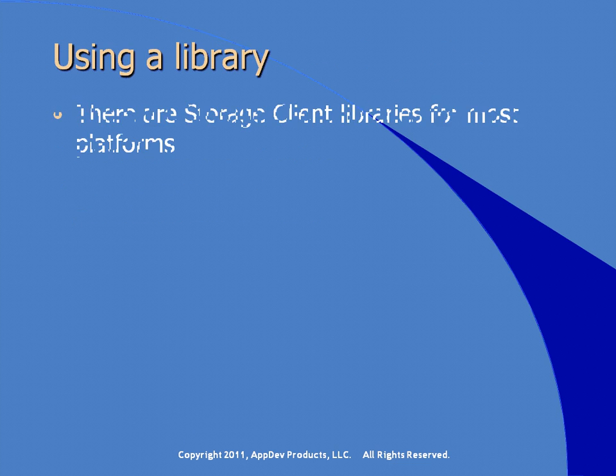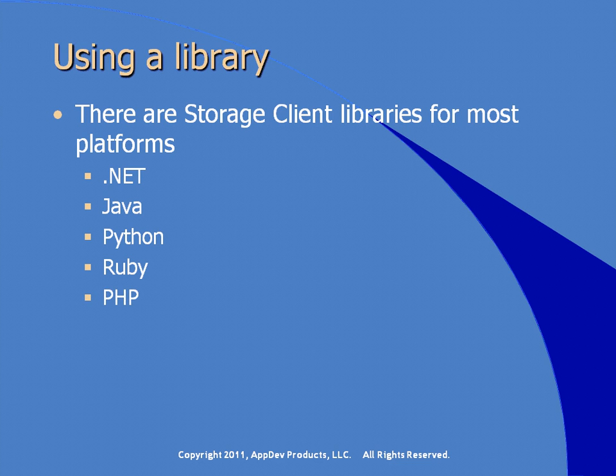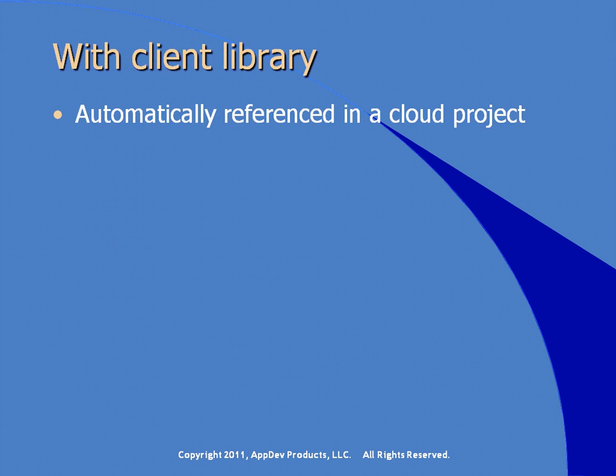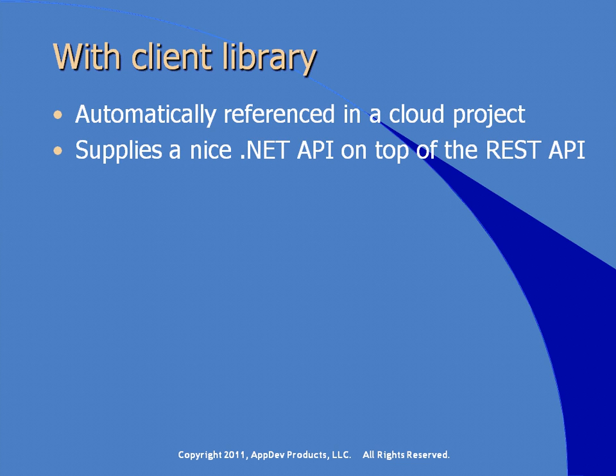But let's talk about using the library. There are storage client libraries for most platforms: .NET, Java, and others. So you have .NET, you have Java, they even support Python and Ruby, and they even support PHP. Now the library is just an abstraction layer on top of the REST API, and this is the most common way to access storage. But again, it only supports .NET 3.5 SP1 and above. However, with the client library, it is automatically referenced in a cloud project, and it supplies a nice .NET API on top of the REST API.